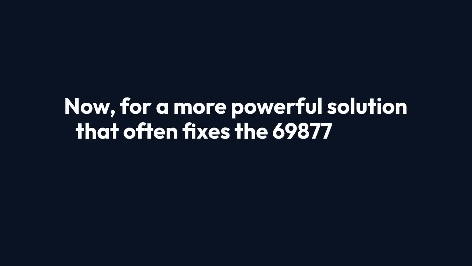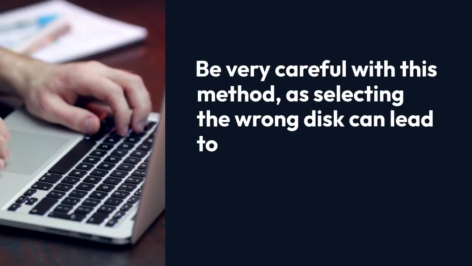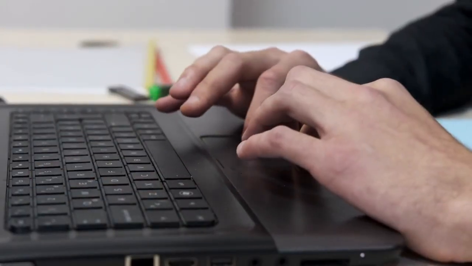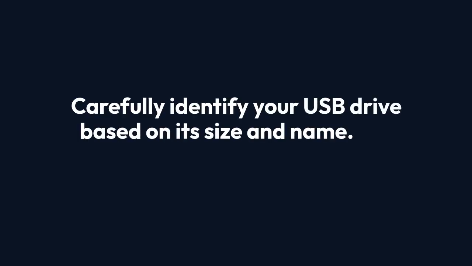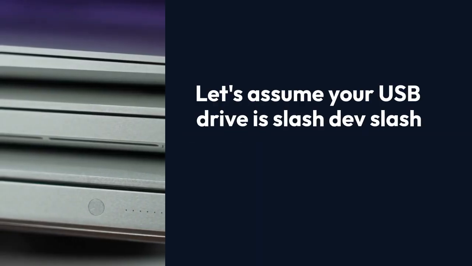Now, for a more powerful solution that often fixes the 69877 error: using Terminal. Be very careful with this method, as selecting the wrong disk can lead to data loss on your main drive. Open Terminal from your Applications/Utilities folder. Type diskutil list and press enter. This command will show you a list of all connected disks and their identifiers, like /dev/disk0, /dev/disk1, /dev/disk2 and so on. Carefully identify your USB drive based on its size and name. For example, it might be /dev/disk2 or /dev/disk3. Let's assume your USB drive is /dev/disk2.